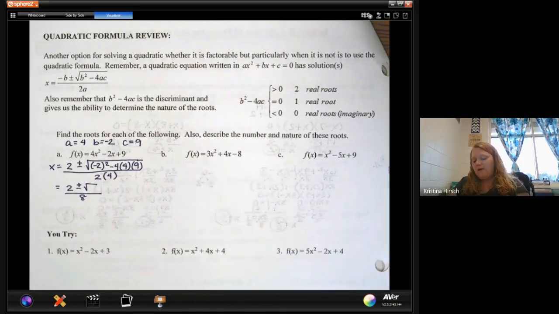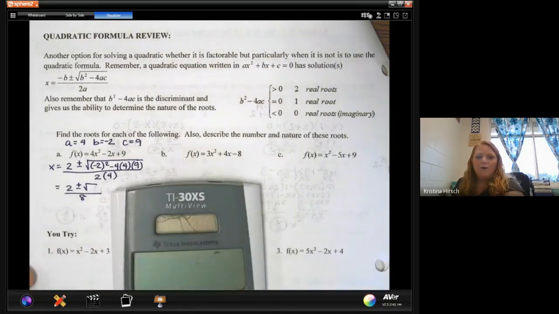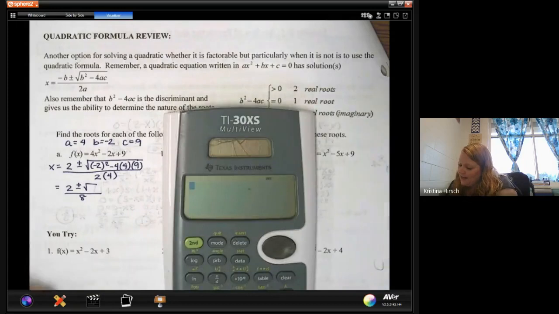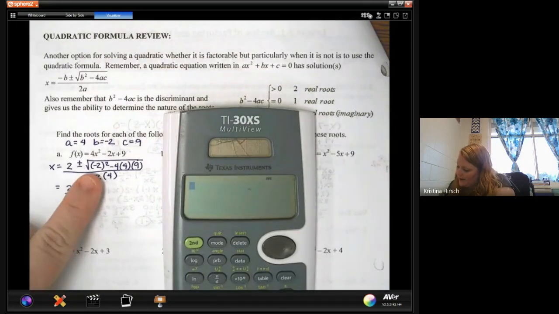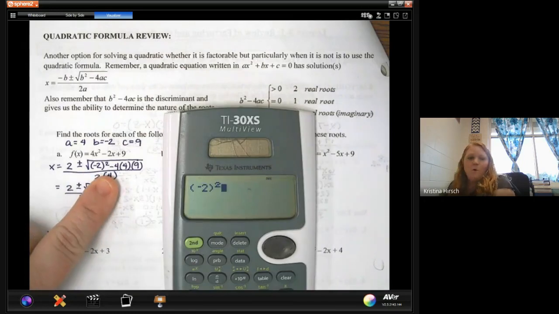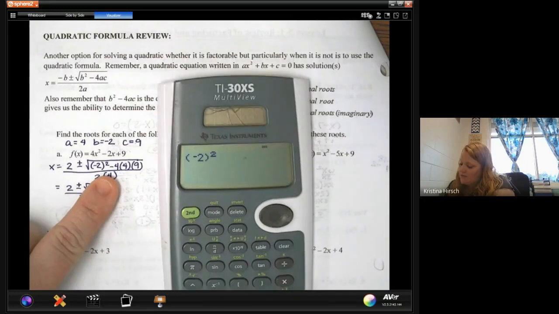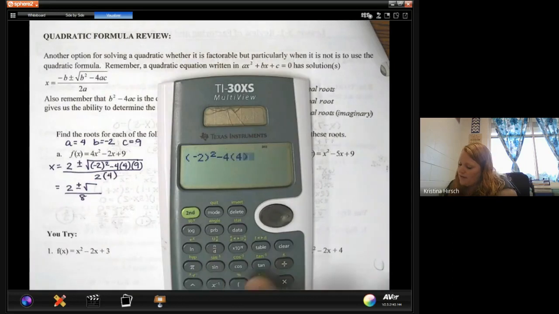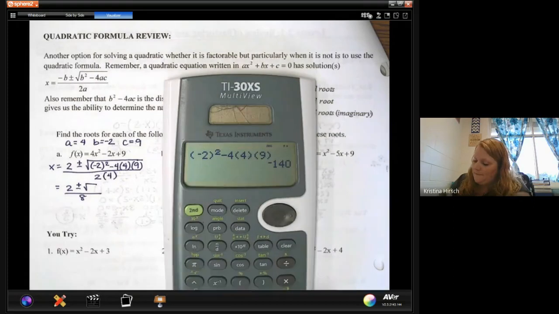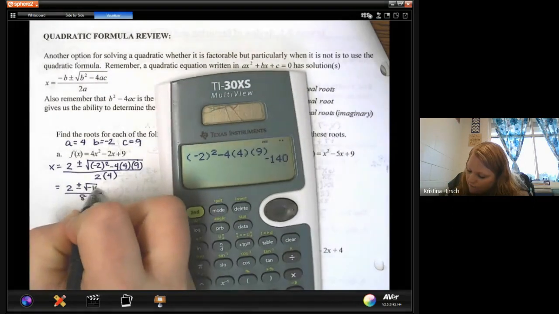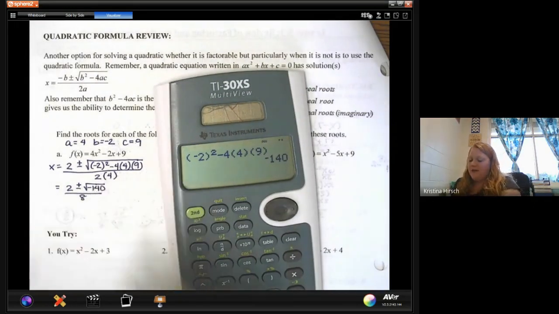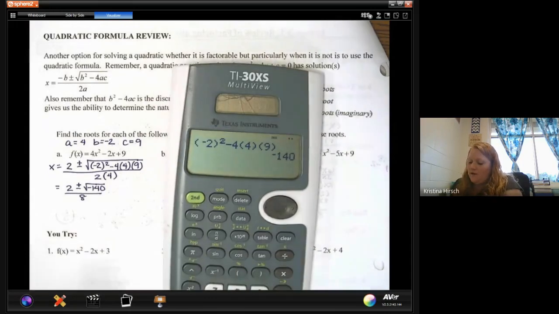So this is where my calculator comes in, and I'm going to use the discriminant portion, which is under the radical. All right, and I'm going to put in my calculator (-2) squared, make sure you use parentheses, minus 4, okay, not -4, but minus 4 times 4 times 9. And I got a -140. All right, so -140. Now because we have a negative under the radical, we know that we're going to be dealing with an imaginary number.